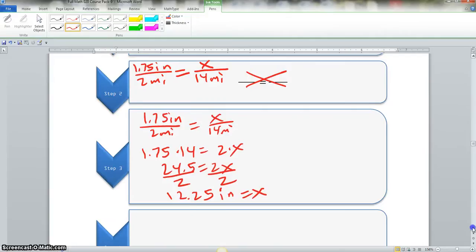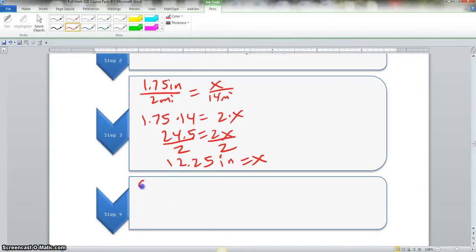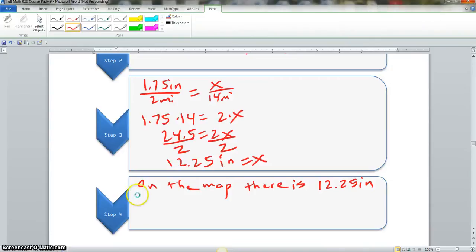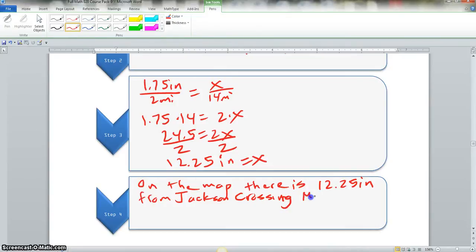So we would say on the map, there is 12.25 inches from Jackson Crossing Mall to JCC. And that is your final answer.